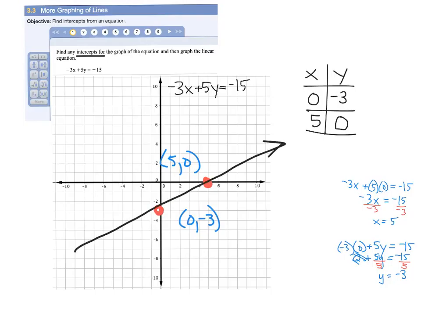Now, could we find a third point to verify that we've done everything correctly? Yeah, and that's probably a good idea. But in this lesson, we're specifically told to commit to your two intercepts, and once you have two dots, you have enough information to draw that line.